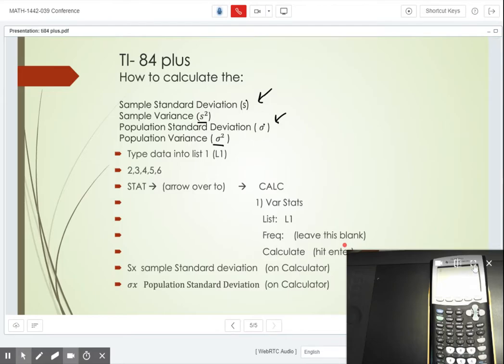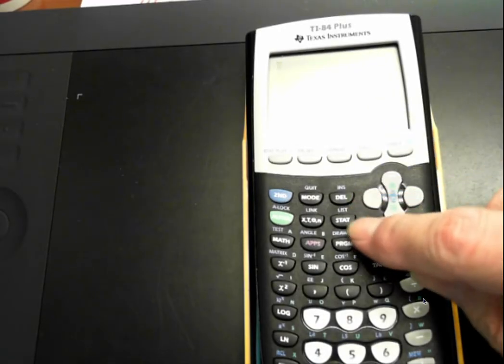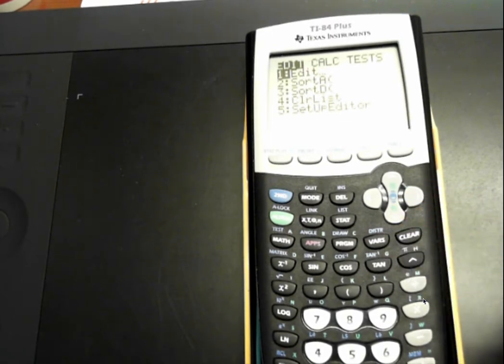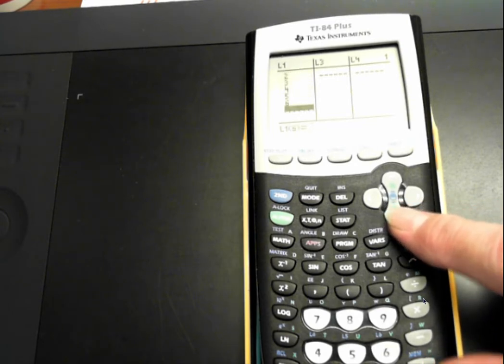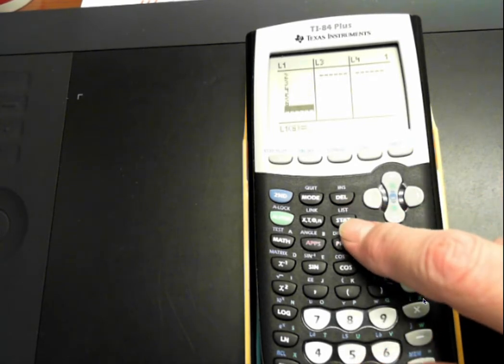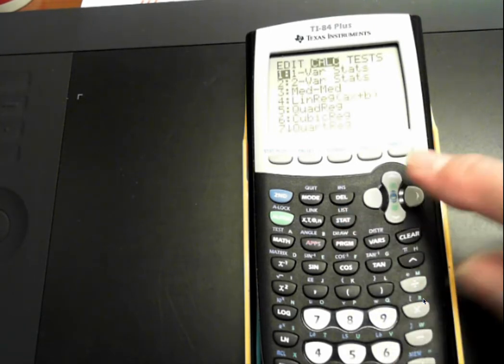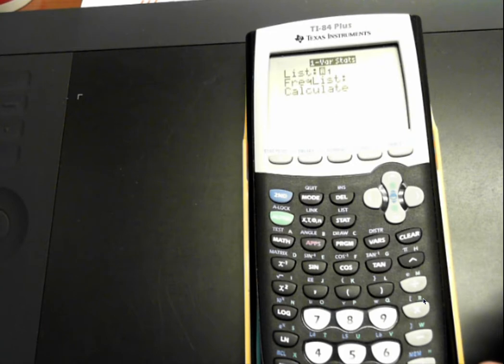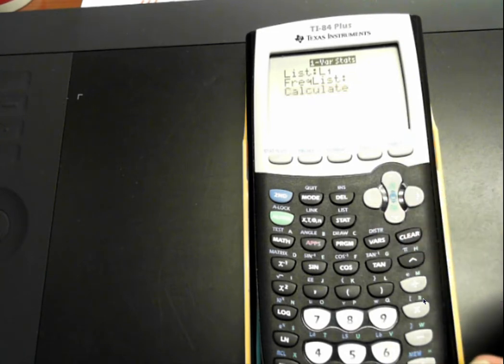So let's do that. First, we're going to type our data into list one: stat, number one, edit, and my data will be 2, 3, 4, 5, 6. I've already typed that in. Now to find the standard deviations, I'm going to go to stat, arrow over to calculate, number one var stats. L1 is where my data is at. Frequency list should be blank. Arrow down to calculate and hit enter.